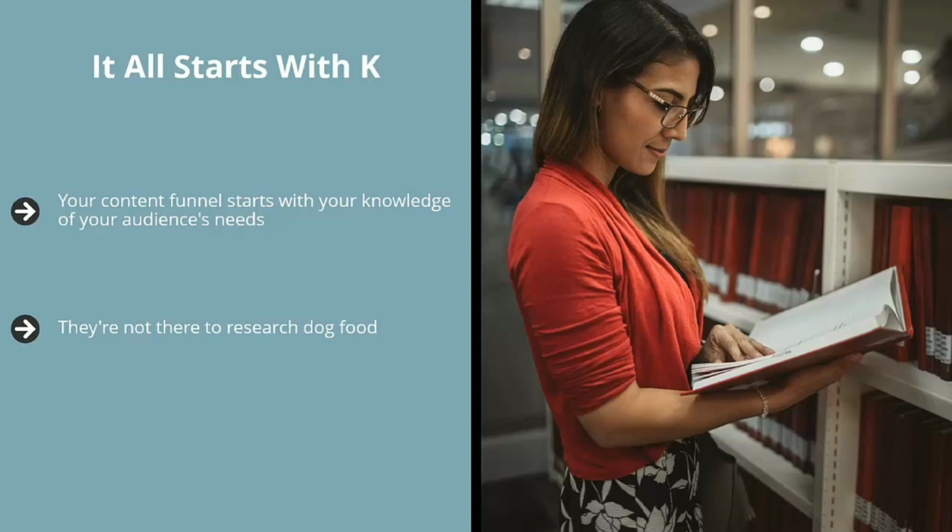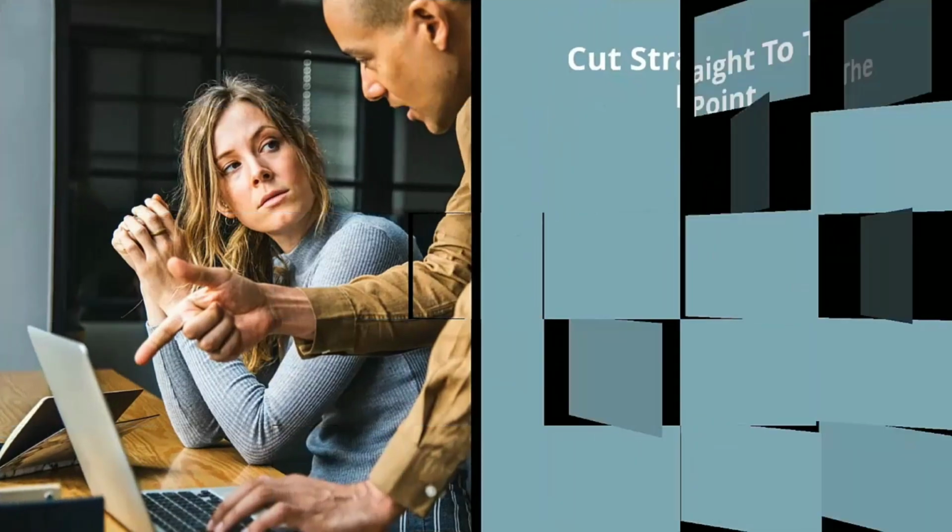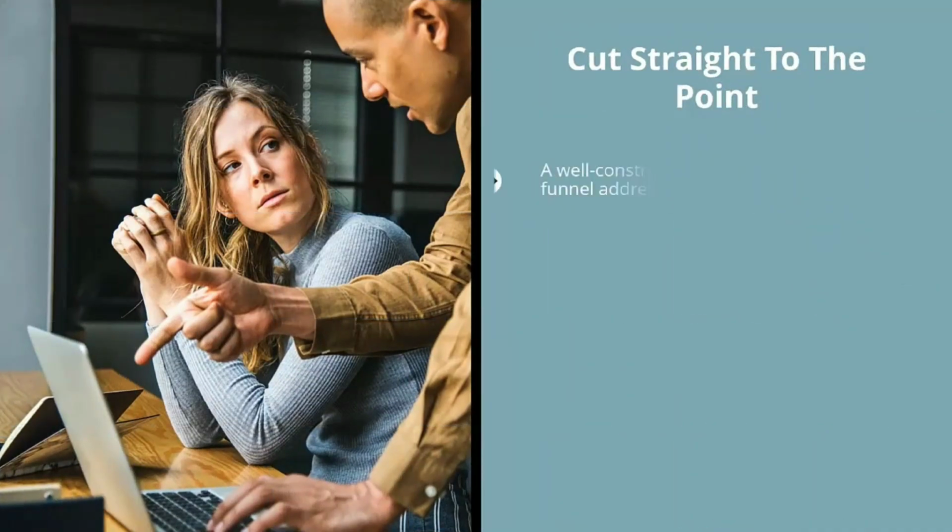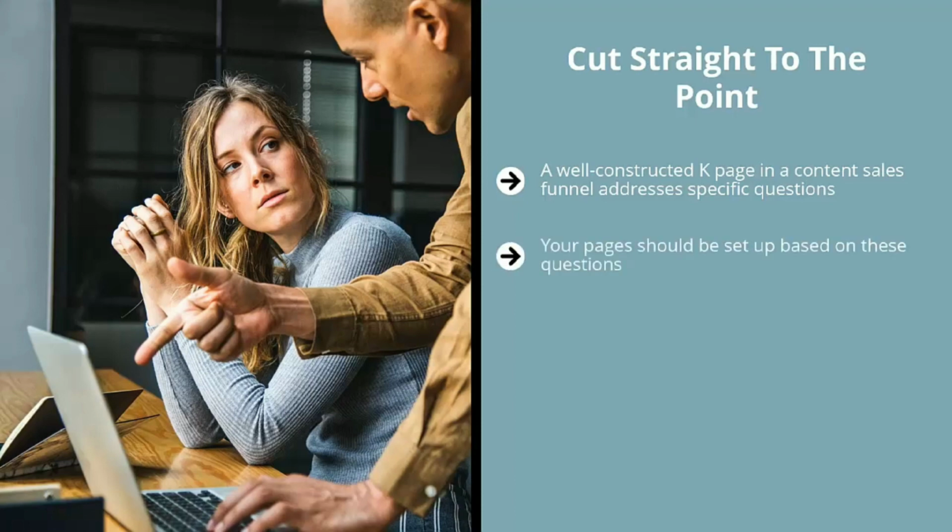A well-constructed K page gets to the heart of the matter. Cut straight to the point. A well-constructed K page in a content sales funnel addresses specific questions. For example, if somebody wants to immigrate to Canada, the first thing that they want to ask is, am I qualified? Do I have the right education for it? Do I have the right background and experience? Your pages should be set up based on these questions.